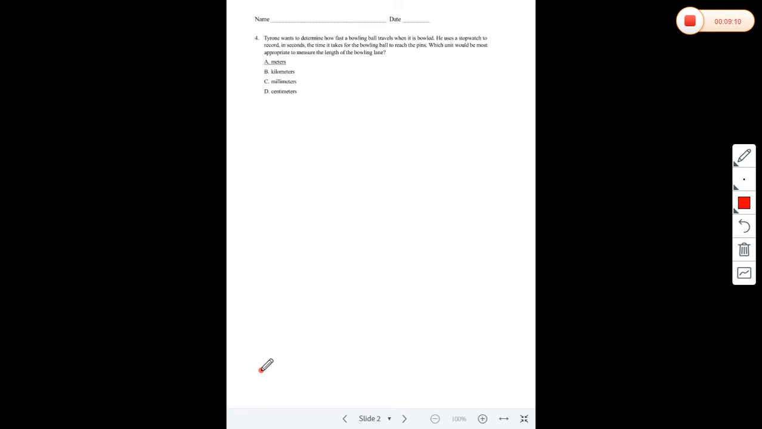The length of the bowling lane means the distance. We have three measuring units for distance. If the distance is very short, we can use centimeters. If it is large, we can use meters. If it is very large, we can use kilometers. So the distance of the bowling lane is not short and not very large, it is medium, so we can choose the measuring unit meters.